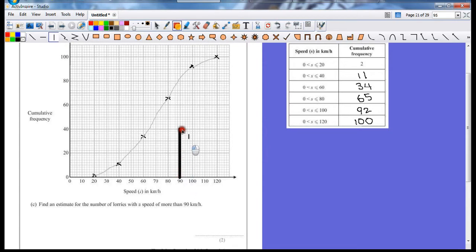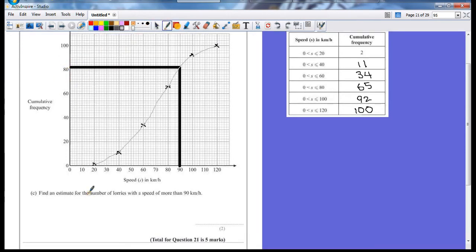So if we go for 90, draw it up to our graph. That's what you draw the curve for. And by drawing this line on, you make it your method mark here. It looks like there are 82 on my graph. So 82 lorries. I've done it in black so it shows up a bit better. 82 lorries are there up to 90 kilometers per hour.